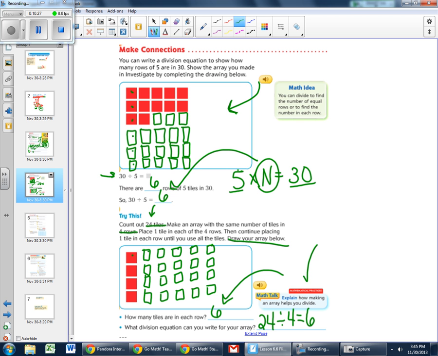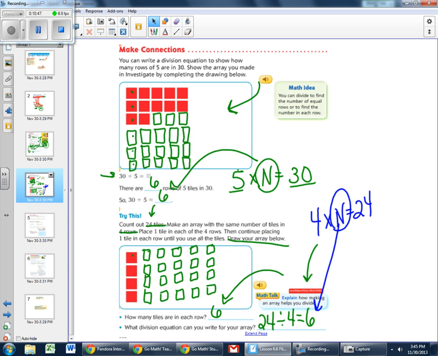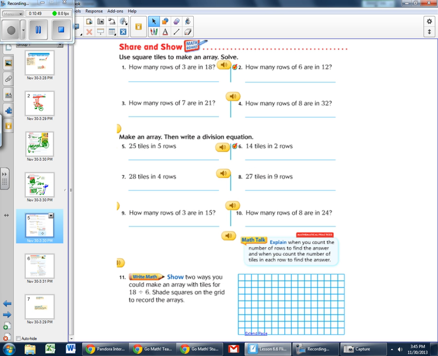Think about, and this is going to help you on your essential question, explain how making an array helps you divide. What did we just do? How did that just help you? Okay? And I also want you to think about 4 times a variable equals 24. Is 4 times 6 24? Checking that work. Knowing your math facts.